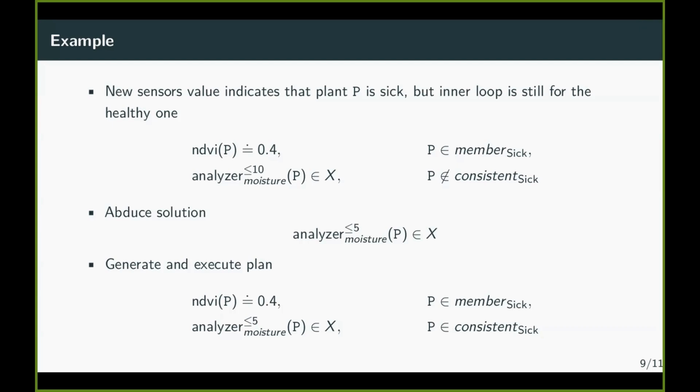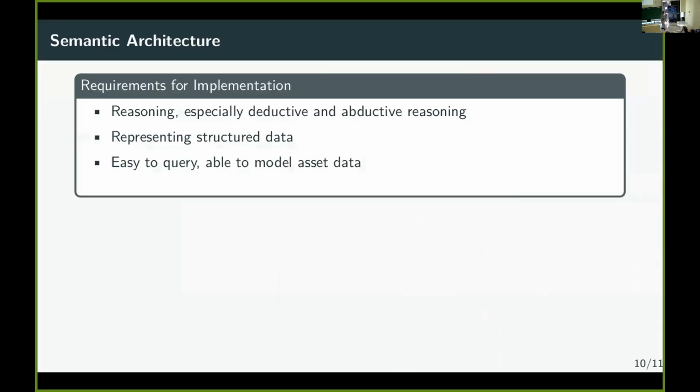This is also very, very great for abduction, right? Because I do not ask for an arbitrary formula to explain my implication. I actually ask for a simple fact over a fixed signature. So this is very, very great for abduction. So what you need to implement this is some kind of data structure that allows reasoning. You need to be able to do deduction on it, because you need to find out whether the predicate holds. You need to be able to do abduction over it for the planner. You need to represent structured data, and it would be great to query and have asset model information in it.